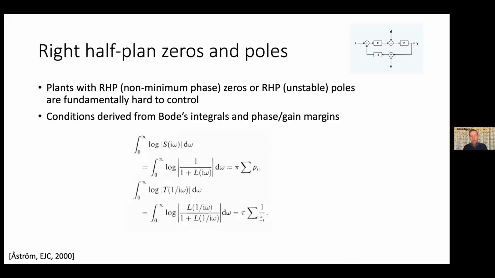Let's now talk a little bit about the consequences of this formula. The consequences are not clear from the formula, right? If we now have unstable zeros, right half-plane zeros or non-minimum phase zeros, or we have unstable poles, they make systems fundamentally hard to control. We maybe don't see it directly from the formula, but I will illustrate a little bit how it can be derived from these formulas.